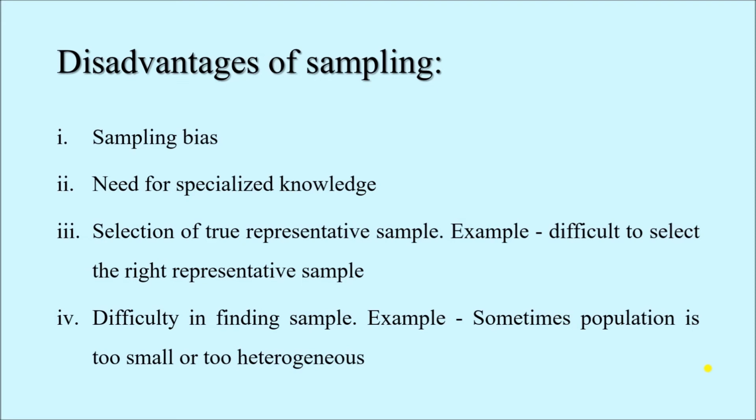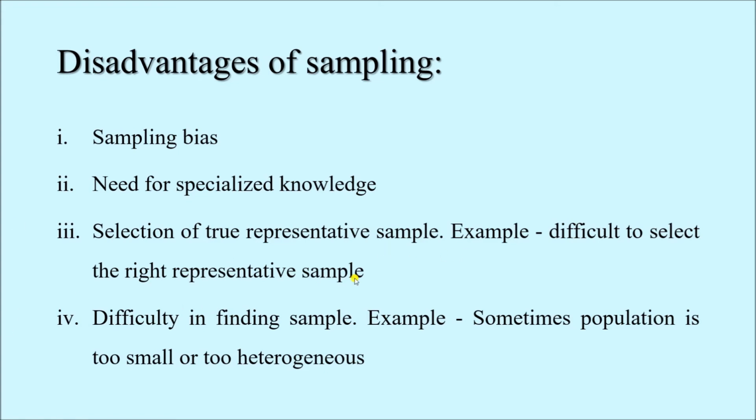For example, sampling bias. It occurs when not all the subjects in a given population have a known and equal chance of being selected. So certain subjects may have a higher chance of being selected while the rest of the people have a lower chance. Need for specialized knowledge, because the person doing the sampling should have adequate knowledge regarding different sampling techniques so that he can select the correct sampling method in the given situation. Also, he should be aware of the sample size, that means how many subjects are needed for the given study. Sample size is a different topic altogether, and we shall discuss it in detail in our future videos.